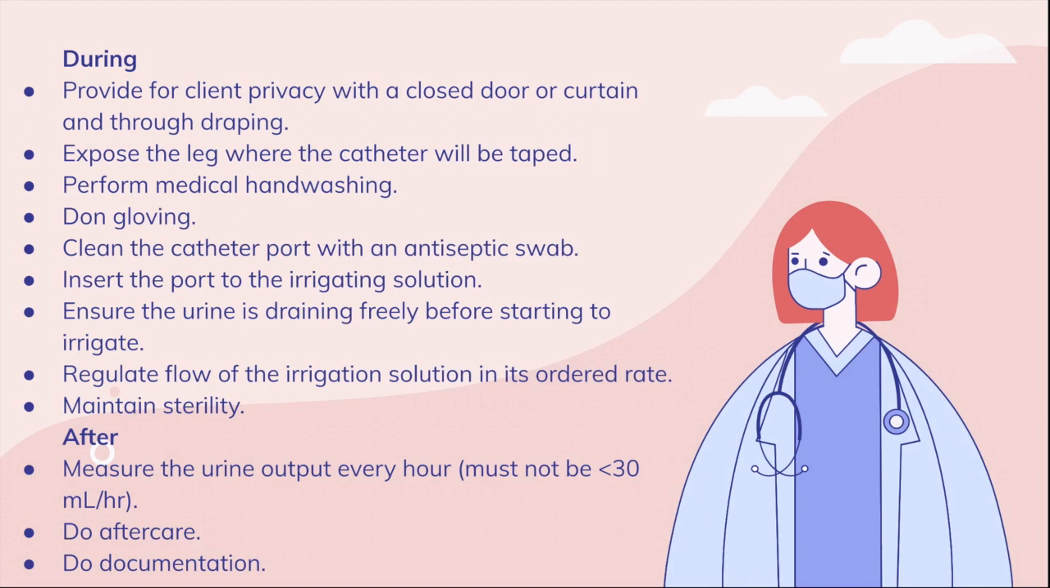During: provide for client privacy with a closed door or curtain and thorough draping. Expose the leg where the catheter will be taped. Perform medical hand washing and don gloves. Clean the catheter port with an aseptic swab. Insert the port with the irrigating solution. Ensure the urine is draining freely before starting to irrigate. Regulate the flow of the irrigation solution as ordered, and maintain sterility.